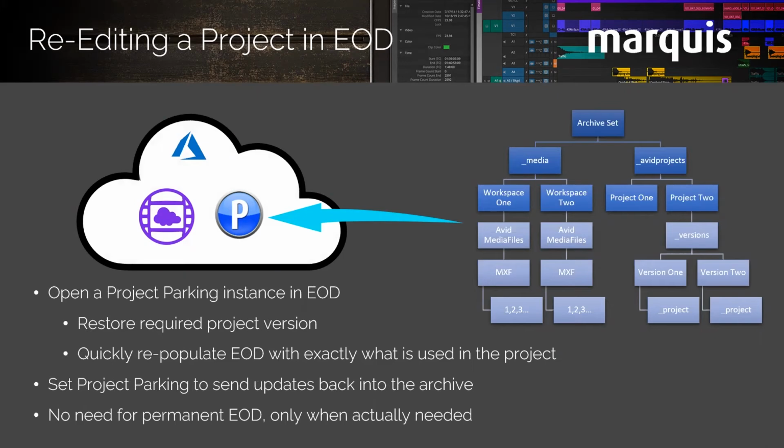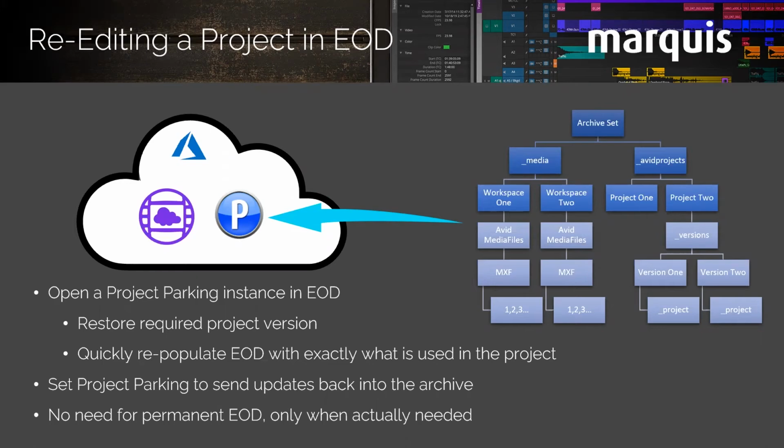And ultimately, you can then set project parking to do updates back to that archive again. So as items are changing in that phase of production, the archives can go back and get updated with the new versions. So this means there's no need for a permanent EOD instance. You can really only use it when you need it and turn it off when you don't.